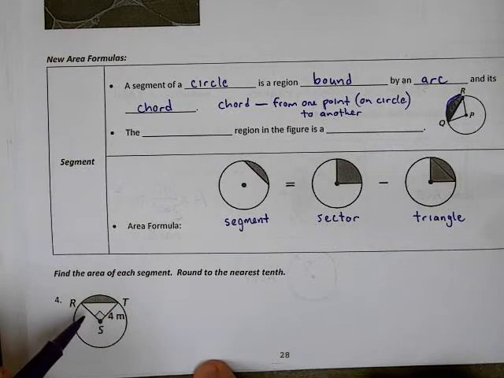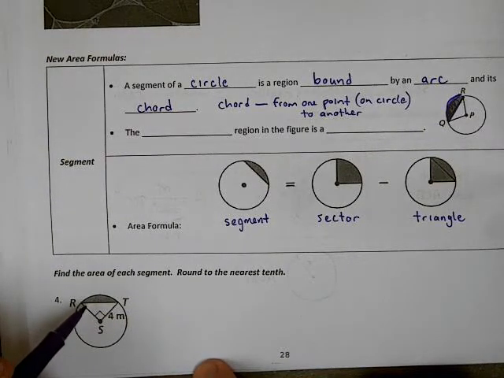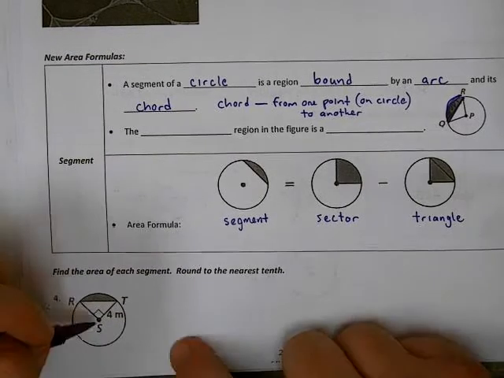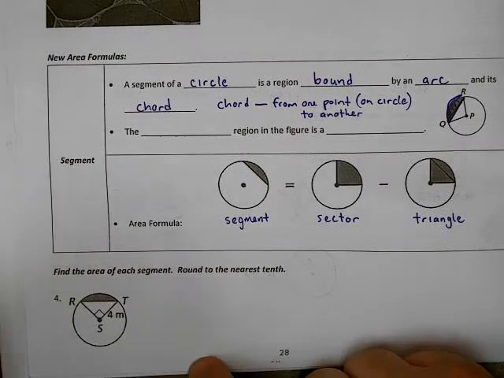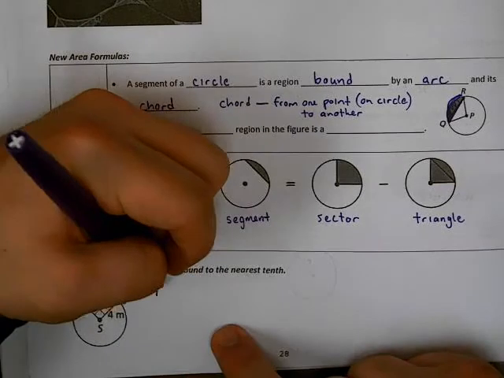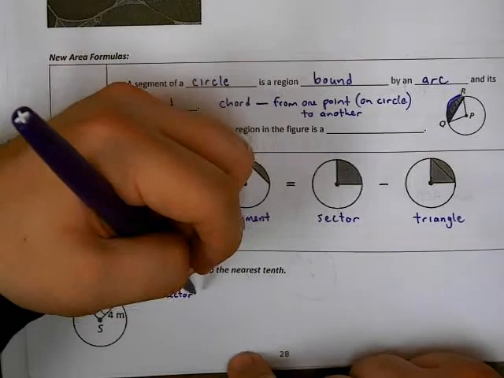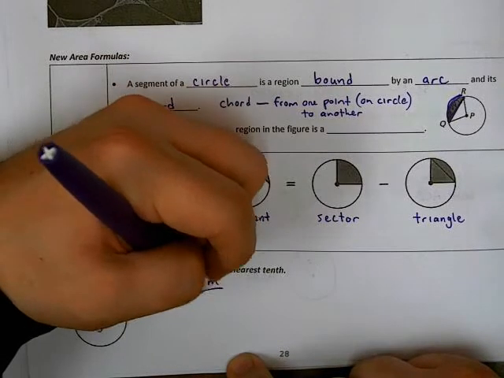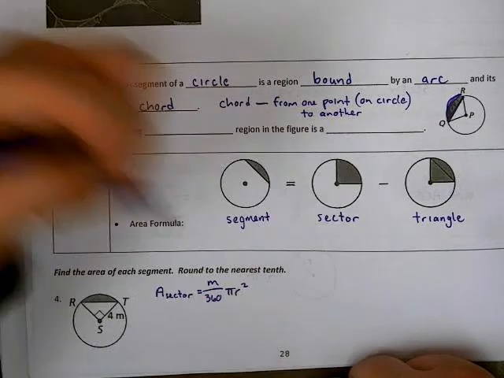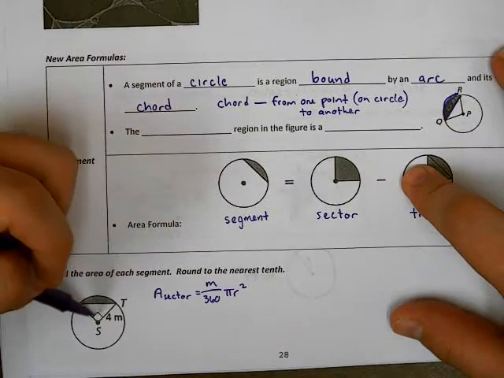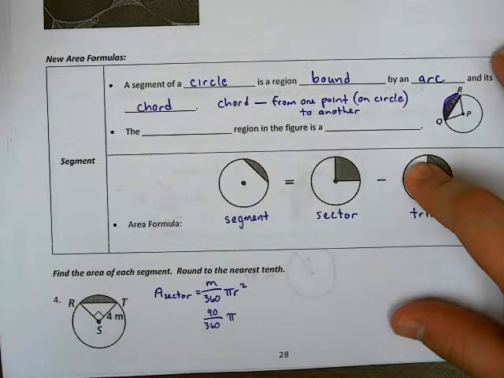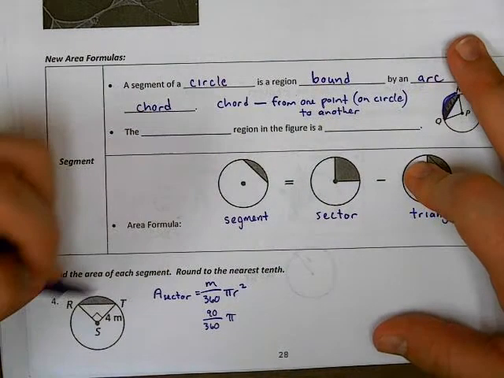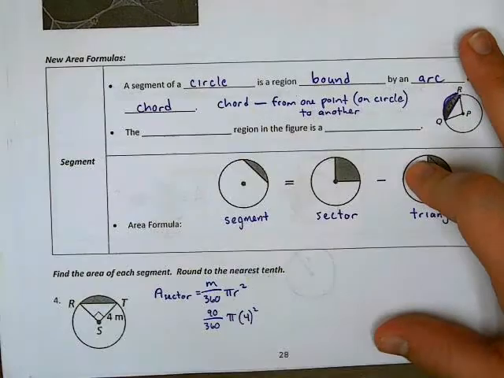So, in my original picture, hopefully we agree this is a segment. I can tell because it's the area shaded between the chord and the arc, so that's good. We also know the central angle is 90 degrees. That's going to be helpful for a couple of reasons. So let's start by getting the area of the sector. All right, if we have a sector, we know that we use m over 360 pi r squared. So m is 90. 90 over 360. And I know that the radius of this circle is 4. So I'm going to plug in 4 squared.